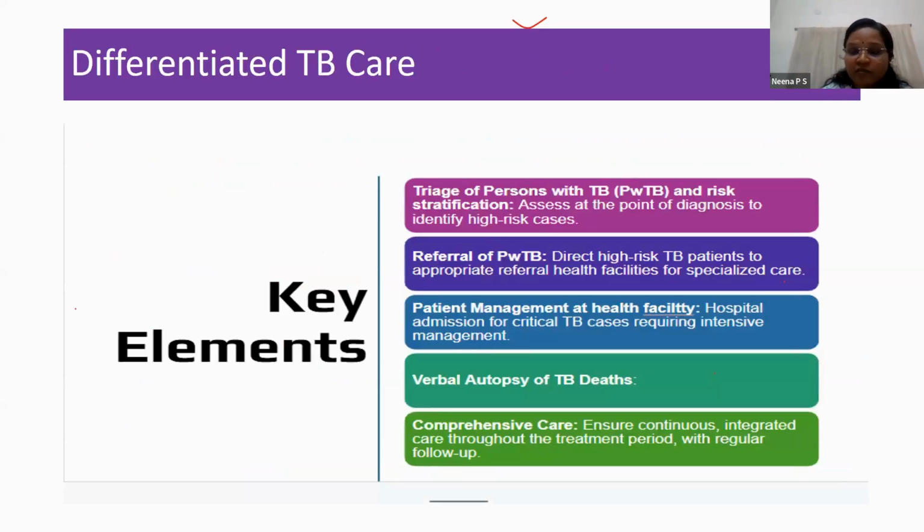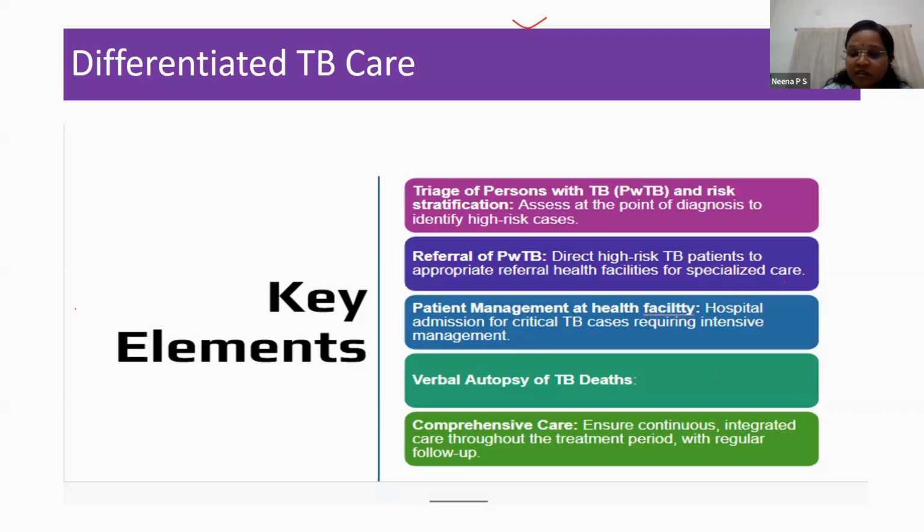So the key elements are, first of all, triaging of the patient, the severity as well as the high risk category, then referral to the appropriate health facility, and this has to be reviewed in every visit. That is not at the time of diagnosis alone. Every time the patient is clinically reviewed, that is every fortnight, you have to update this clinical monitoring.